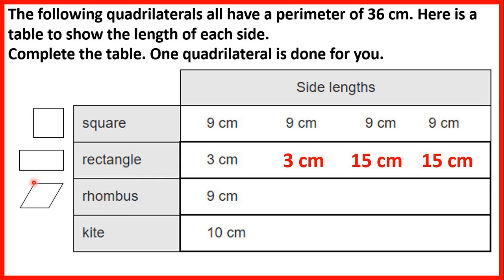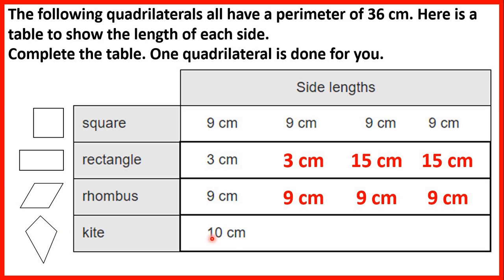A rhombus is like a square that's been pushed, so the angles are no longer 90 degrees, but all of the sides are still the same length, so we have 9 centimeters for all of our sides. And finally, we have a kite. A kite always has 2 shorter lengths that are the same and 2 longer lengths that are the same.